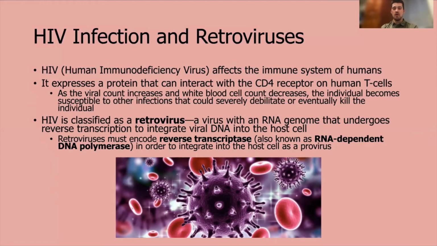So if you don't already know, HIV affects the human immune system. It expresses a protein that can interact with the CD4 receptor on human T cells. So remember, we talked about that receptor-mediated endocytosis. Those CD4 receptors are used in everyday immune functioning, and the HIV virus has found a way to sort of hijack this system and gain entry into the human T cells where it destroys them and multiplies. So as the viral count increases, the white blood cell count of the individual is going to decrease. The individual becomes susceptible to other infections, and these infections severely debilitate and they eventually kill the individual if the individual is not being treated.